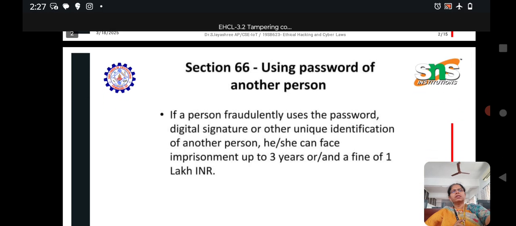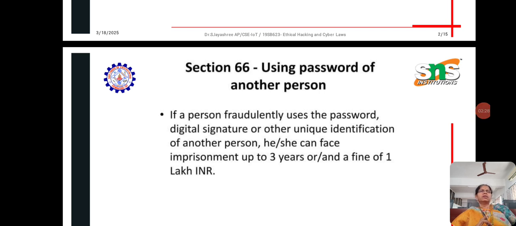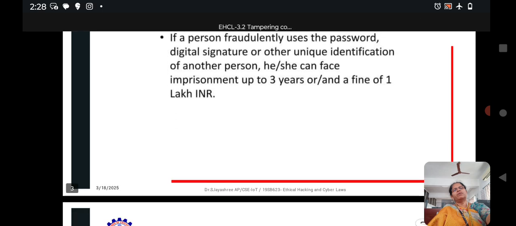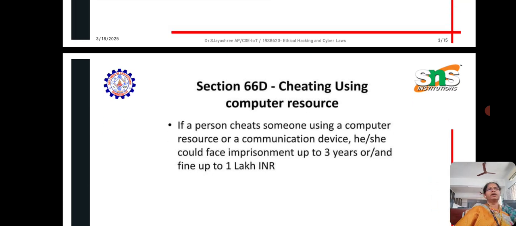Next is section 66. What is section 66? It is using the password of another person. If a person uses another person's password for cheating, misbehaving, threatening, or cyber attacks, that is also a serious crime to be punished. If a person fraudulently or mischievously uses the password, digital signature, or other unique identification of another person, then he has to face imprisonment of up to 3 years or a fine of 1 lakh rupees. So using another person's password is also a crime. That is the punishment under the Information Technology Act.